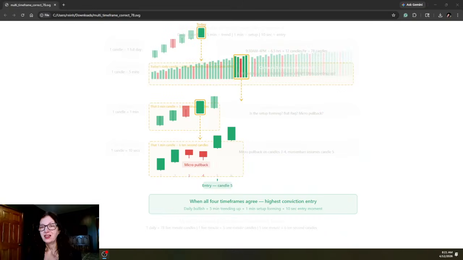Okay, here's a little graphic. Up here, you have the daily chart. Now, just so you know, the daily chart is the big picture. Let's talk about that one first. The daily chart shows you 1 candle per day. It is the highest level view of what the stock has been doing.